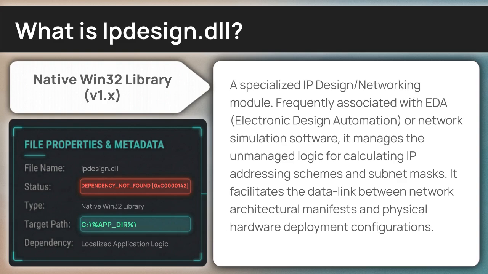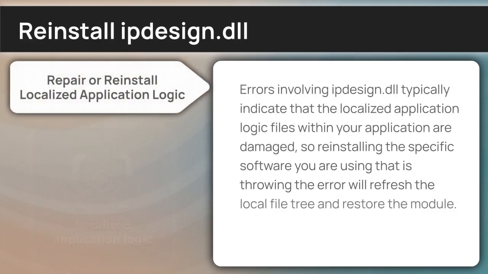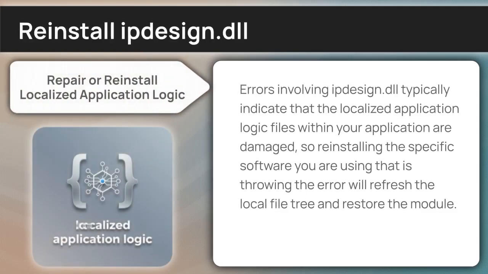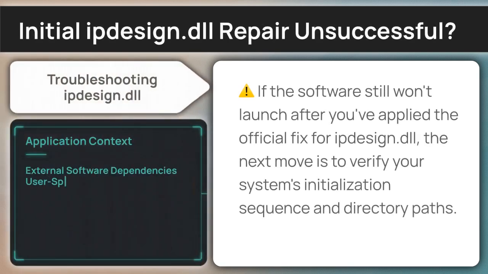Now let's get this fixed up. Our first move is installing a fresh, clean copy of the library. Errors involving Ipdesign Library DLL typically indicate that the localized application logic files within your application are damaged, so reinstalling the specific software you are using that is throwing the error will refresh the local file tree and restore the module.